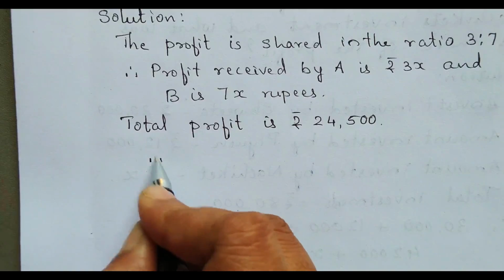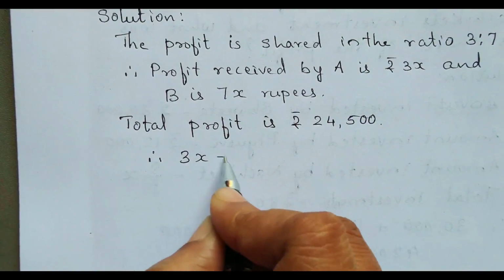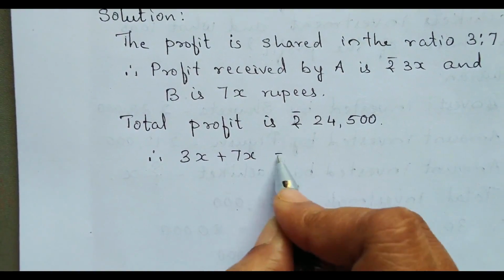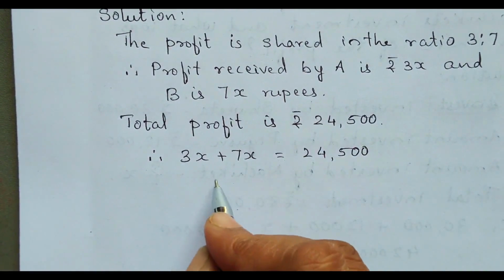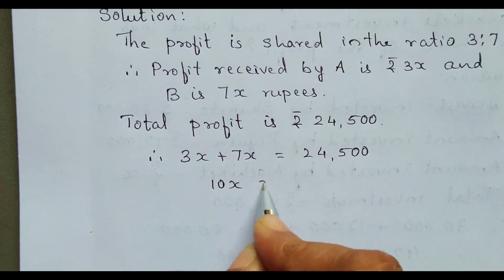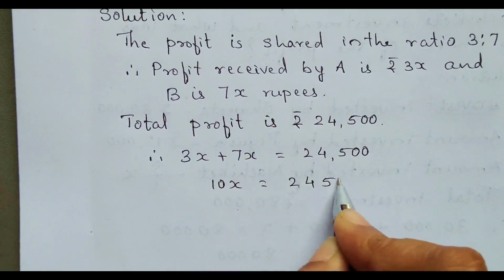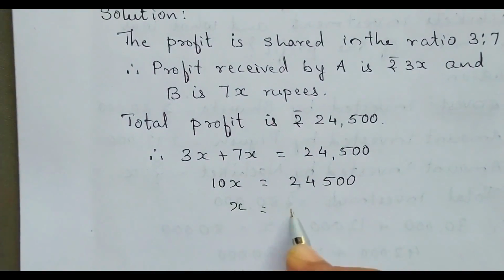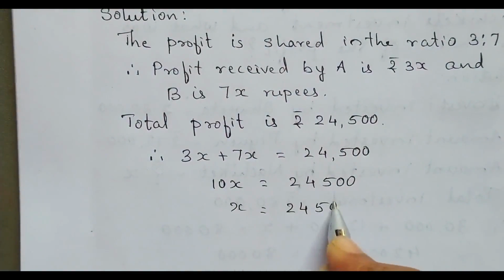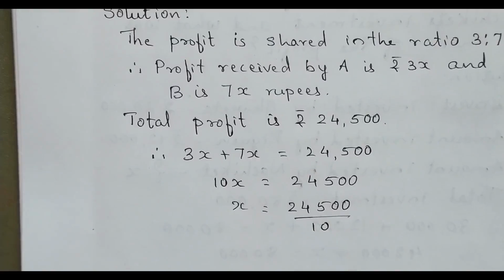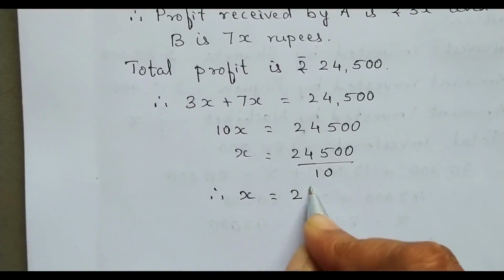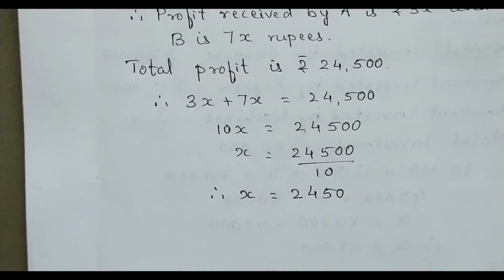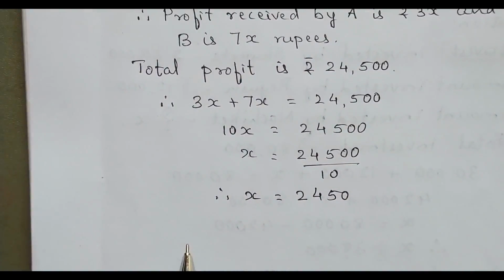The total profit is 24,500. Therefore, 3x plus 7x is equal to 24,500. 10x is equal to 24,500. X is equal to 24,500 divided by 10. So we get X is equal to 2,450.